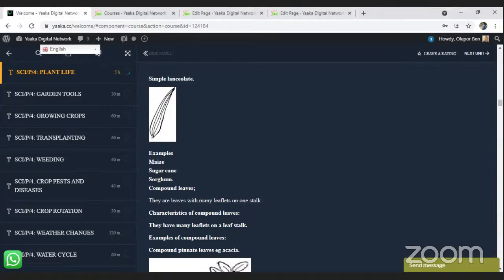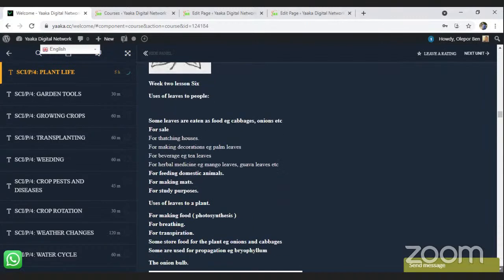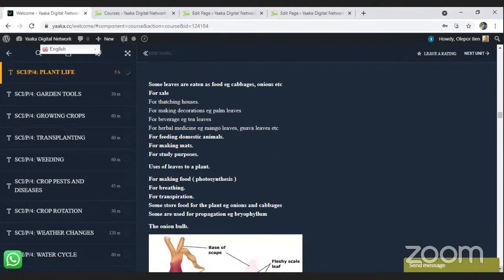Uses of leaves to plants. For making food, photosynthesis. For breathing, for transpiration. Some store food for the plant, e.g. onions and cabbages. Some are used for propagation, e.g. bryophyllum. The onion bulb. Bryophyllum, that's the word.